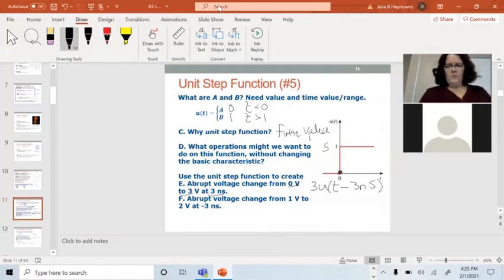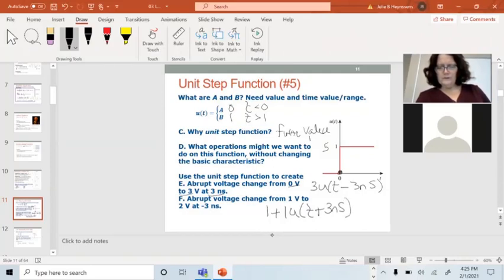If I want to go from 1 to 2 volts, well, I'd start out at 1 volt, and I'd add another volt, and that would be u of t plus 3 nanoseconds. This is where you've got to be careful with your s's. A lot of times I just start doing this, so we know it's not our variable s. Okay, so a lot of things we can do with the unit step function: things that change, things that get switched on and off with time.